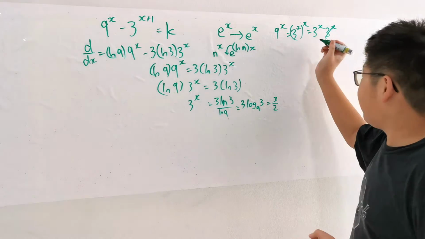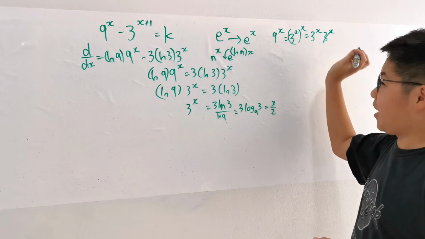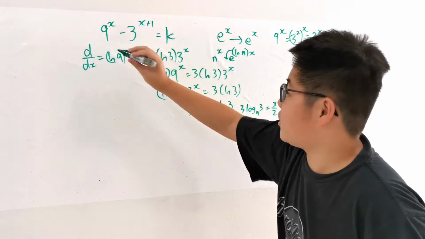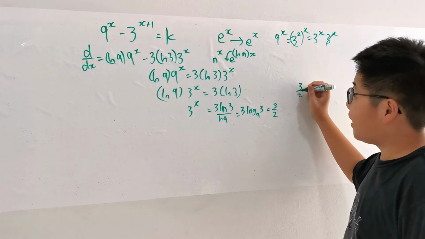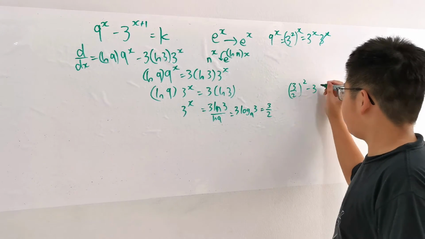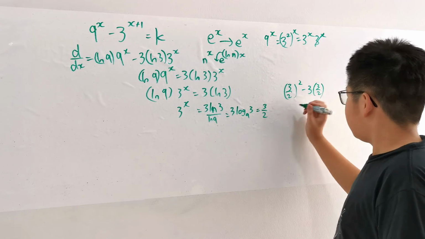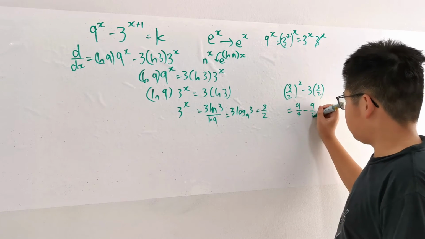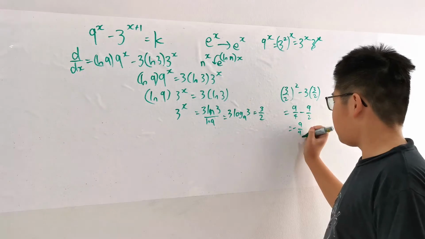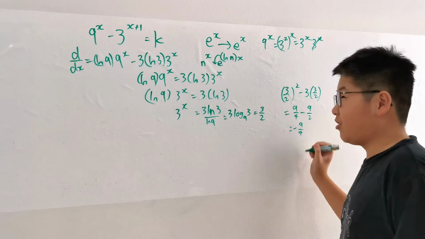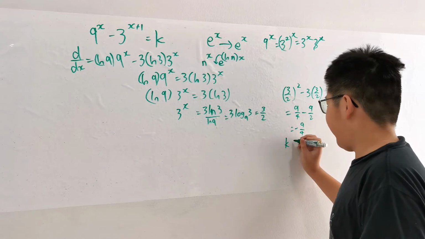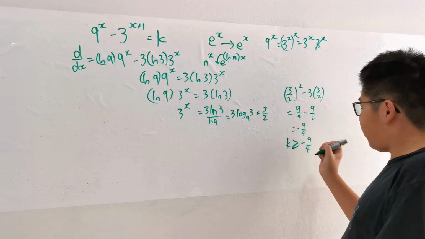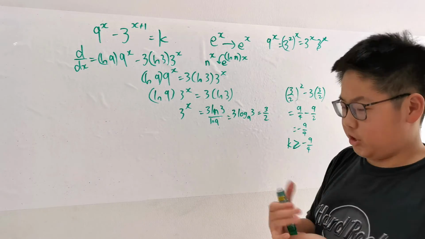Now since 9 to the x is 3 to the 2x, we can say that this equation sums up to (3/2) squared minus 3 times 3 over 2, which equals 9 over 4 minus 9 over 2, which equals negative 9 over 4. So our question basically amounts to finding the derivative, and k amounts to being greater than or equal to negative 9 over 4. What a little derivative question.